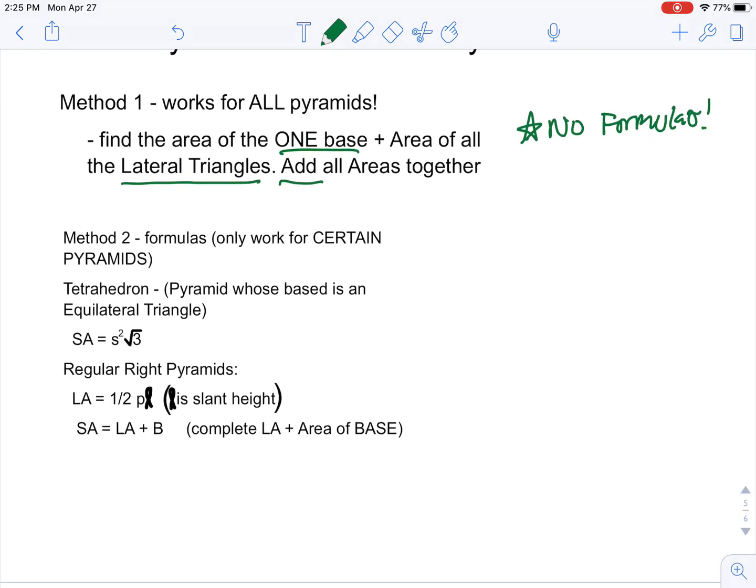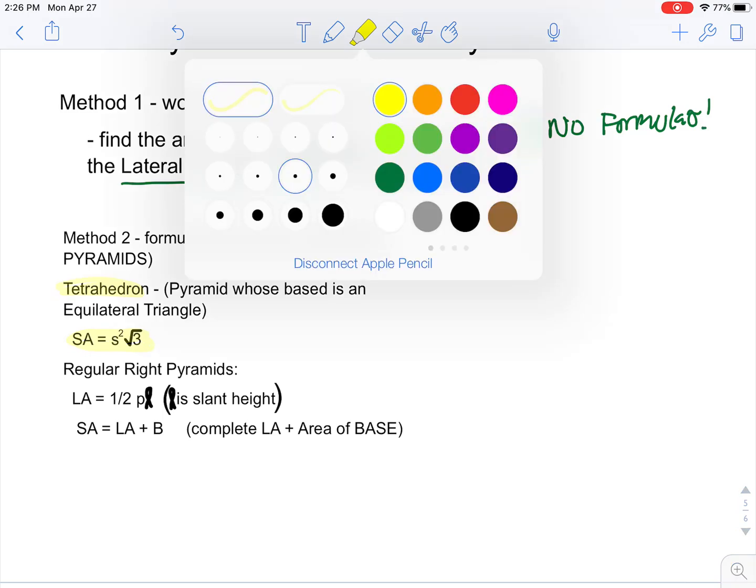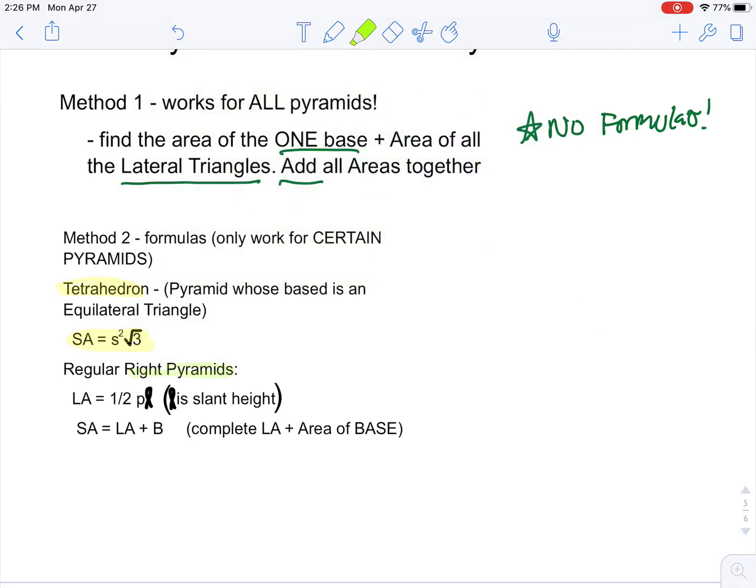Method 2 is using some of those formulas that we just came up with. Now keep in mind that the formulas only work for certain pyramids, so you have to be careful with what formula you're using. For example, if it is a tetrahedron, a pyramid whose base is an equilateral triangle, then we can use this formula for finding surface area. If the pyramid is a different type of right pyramid, then we can use this formula for lateral area. We're still going to have to know how to find the slant heights. That's not always given. And we can use this formula for finding surface area. So we can do a variety of different things, and I do like to remind you it is your choice.